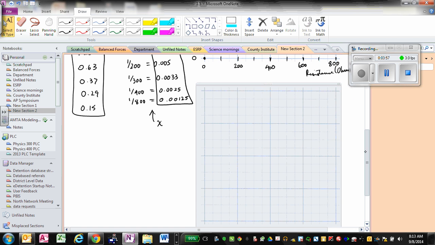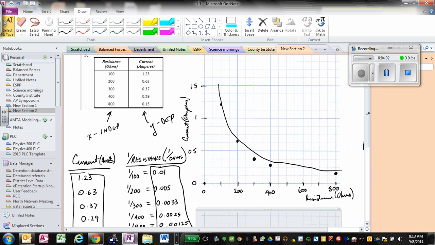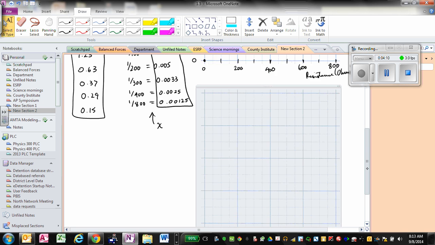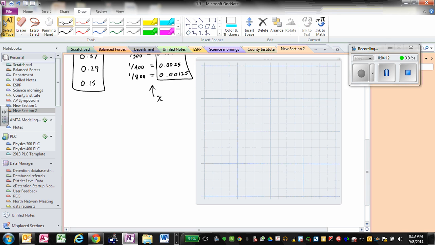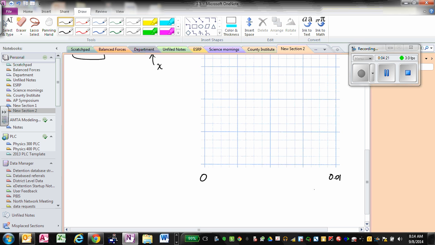Okay, so the first thing I'm going to do is set my scale on the x-axis. It's very different. It used to go from 0 to 800. That's what it was in the data set here. But now it's going to go from 0 to 0.01. So it's a much smaller axis because it's been inverted. Right, and this is going to, again, be 1 over resistance in inverse ohms.